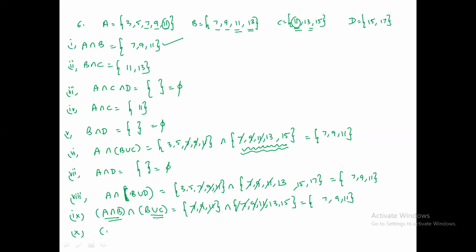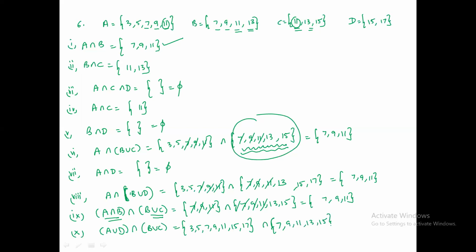Next, A union D intersection B union C. First A union D. I will write the elements of A, then D, 15 and 17. Intersection B union C already I have here: 7, 9, 11, 13, 15. Now intersection, you have to take common. Common is 7, 9, 11, 15.